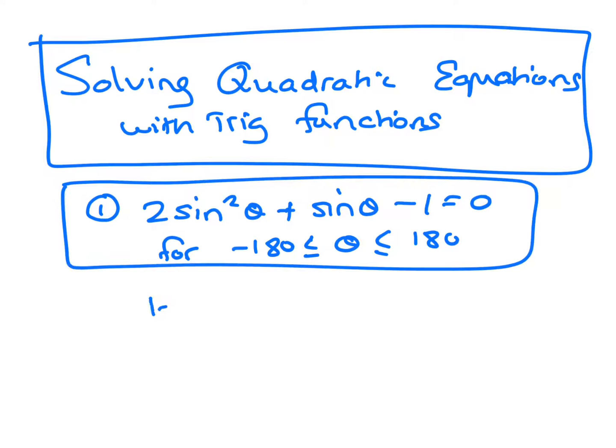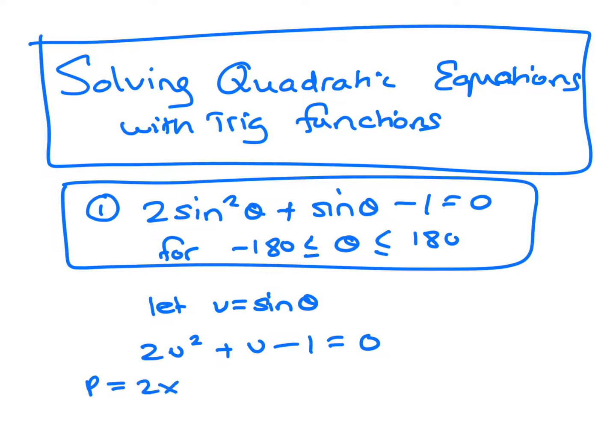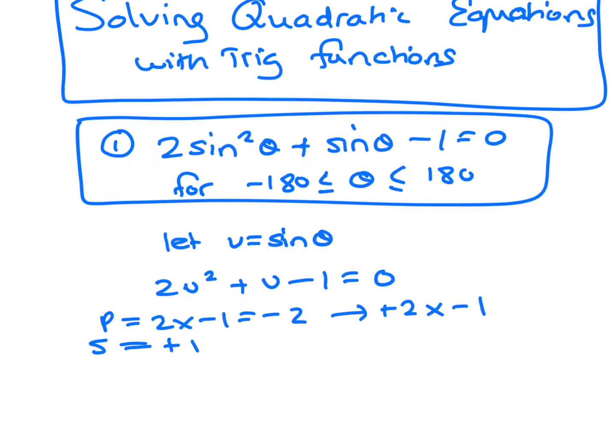Okay, so the first thing that you need to do, you can see it looks like a quadratic, is if you let u equal sine theta, then you get 2u squared plus u minus 1 equals 0. So this is a quadratic. The product is 2 times minus 1, which is minus 2, and the sum is plus 1. So two things that multiply to give minus 2, but add to give 1 would be plus 2 and minus 1, because plus 2 minus 1 gives you plus 1.